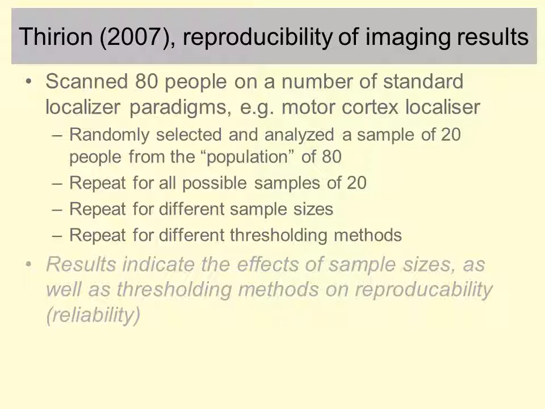And they can see how much variation there is in the results when sample sizes are of 20, and they can do that again. They can see how much variation there is between the results of analysis for sample sizes of 10 or 30, as well as varying the sample size and repeating the analysis. They also tried out different statistical thresholding methods. Therefore, their results will indicate the effects of sample sizes as well as thresholding methods on the reliability or reproducibility of fMRI results.